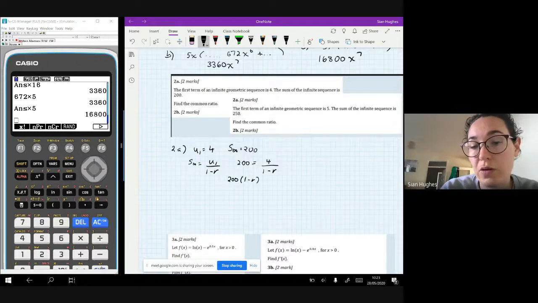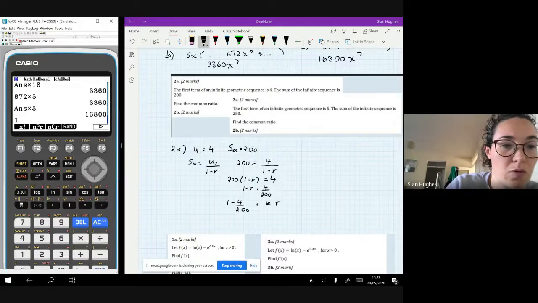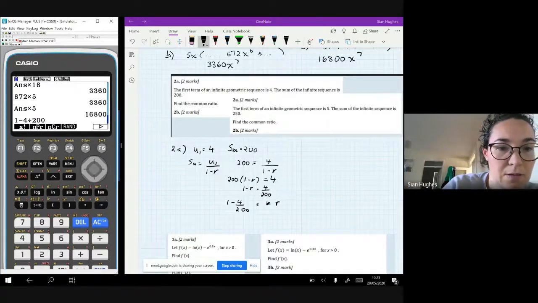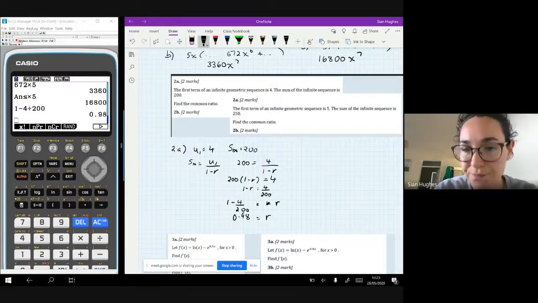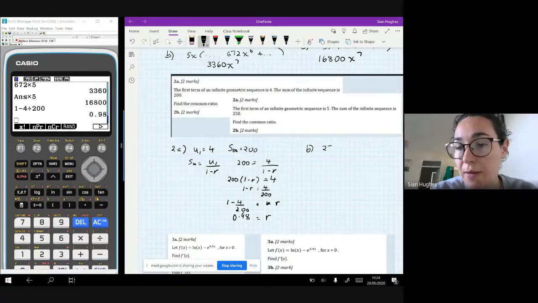So 200 times 1 minus r is 4. 1 minus r is 4 over 200. And so if I move the r to the right and the 4 over 200 to the other side, and we put that in our calculator, we get that r is 0.98.